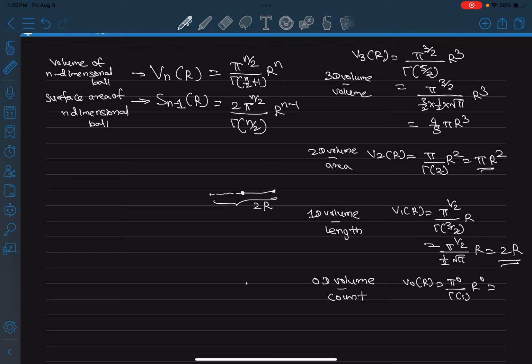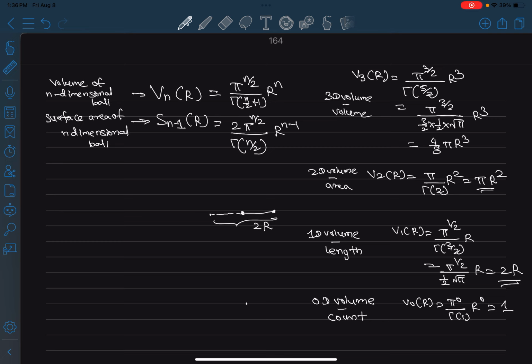And not just volume, even the surface area will give you pretty good insights. Let's say our 3D surface area, so let's find this. 2 pi to the power 3 half by gamma of 3 half, times r square. Now 2 pi to the power 3 half by gamma of 3 half is 2 pi to the power 3 half over half times square root pi, so that's 4 pi r square, and that works, right? This is the surface area of a sphere.